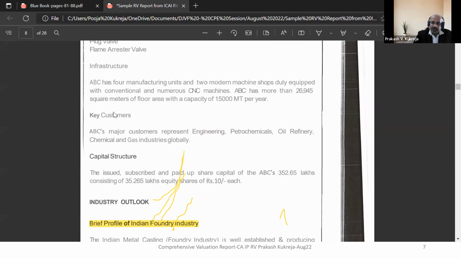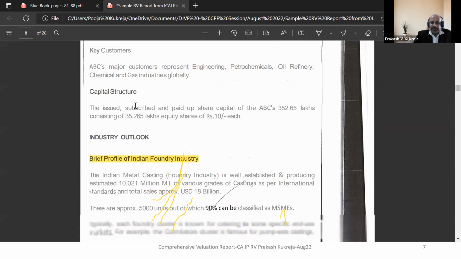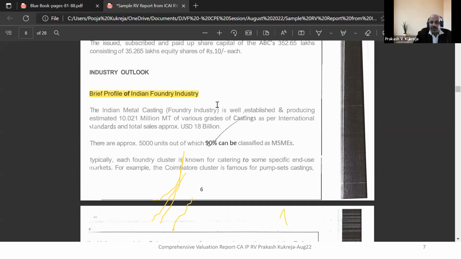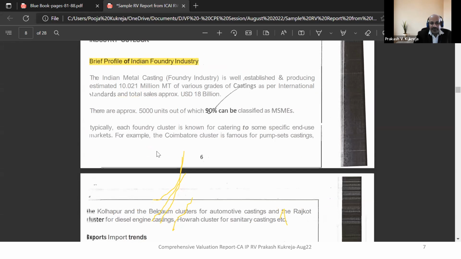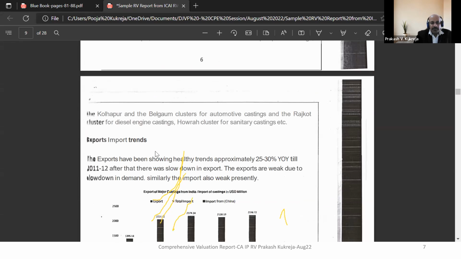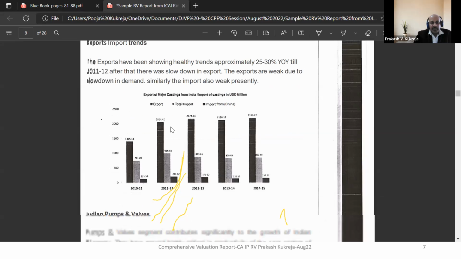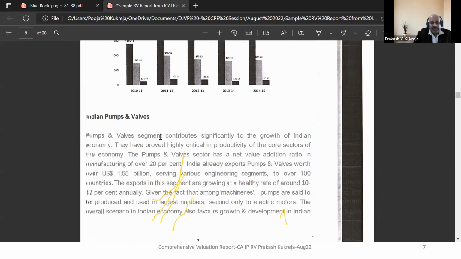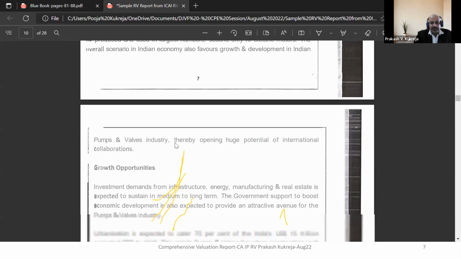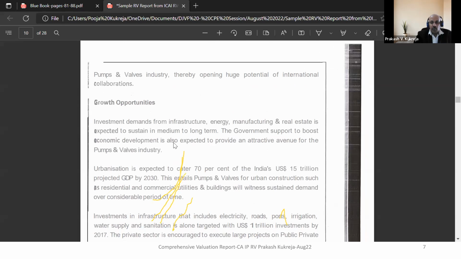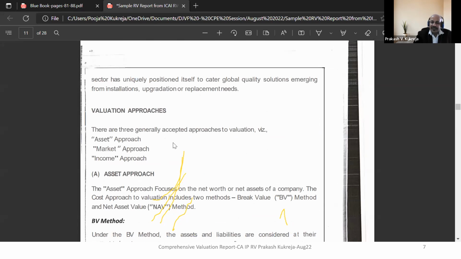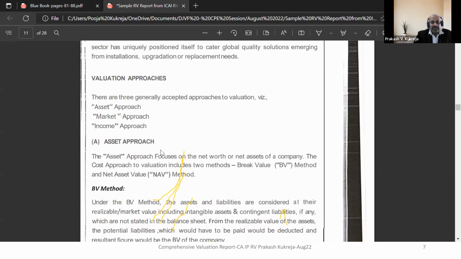Now, looking at the larger picture in terms of industry, what is a brief profile of this Indian foundry industry? This is very interesting. It definitely adds more perspective when you look at the valuation, the final number, and export and import trends. Then we have growth opportunities and government initiatives. If there is growth, or a lot of government support, for example for the SME sector, eventually that will have some impact on the valuation. So it's very important to have this kind of background given in the report.